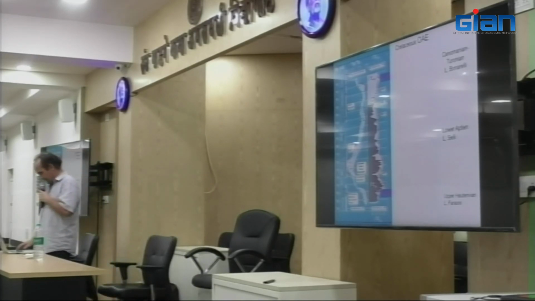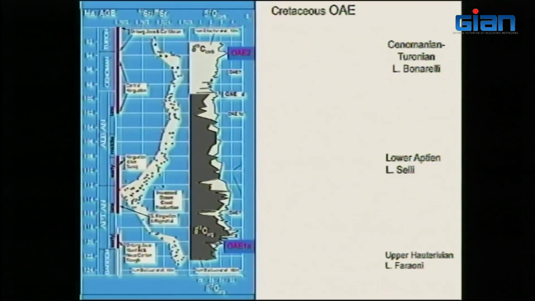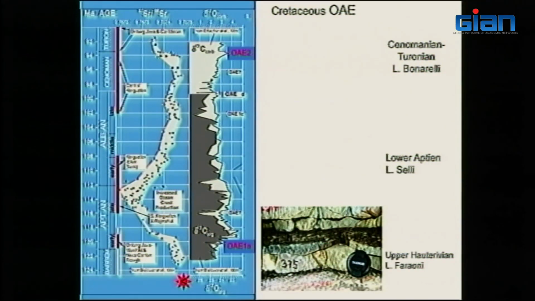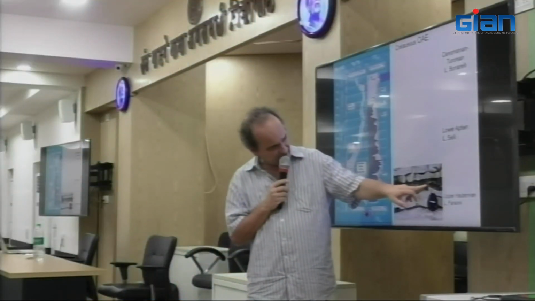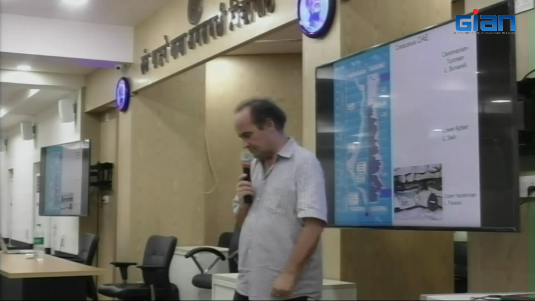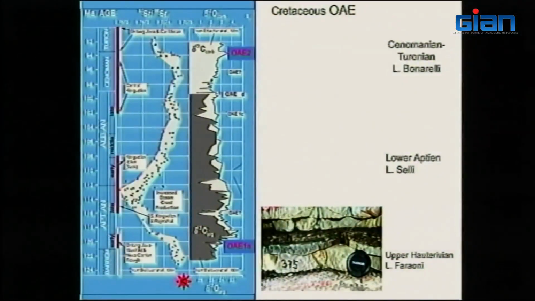And I can show you the first one here. This is Livello Faraoni in Italy, which is just below here. It's not on that section, but this is upper Hauterivian age, and you can see very nice black shales occurring in between two very white pure limestones deposited in oxic condition. So this is a sharp change from oxic to suboxic and anoxic condition.